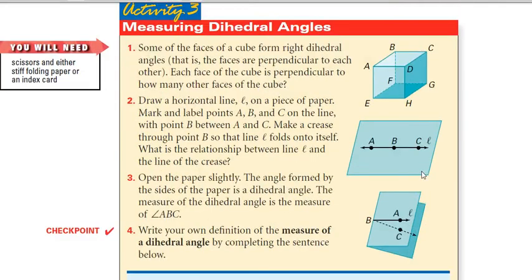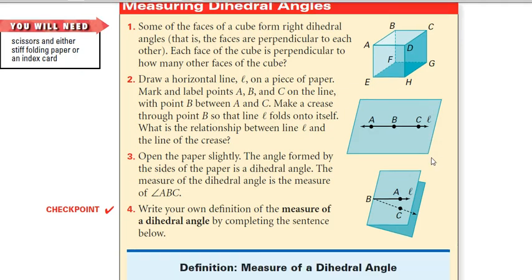So how do you measure? Like for example, if you look at the dihedral angle between the side ABF. ABF is that side in the back, and ABC is a side on the top. So what's the dihedral angle? Well, that's the angle EAD. It's formed by these two planes coming together.